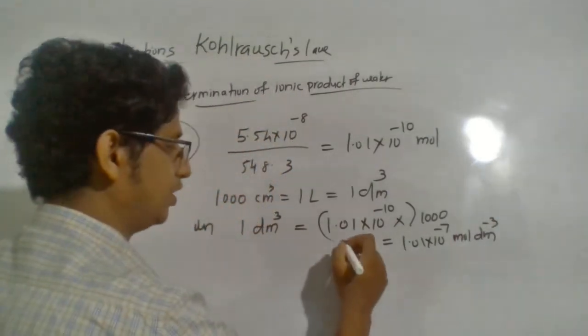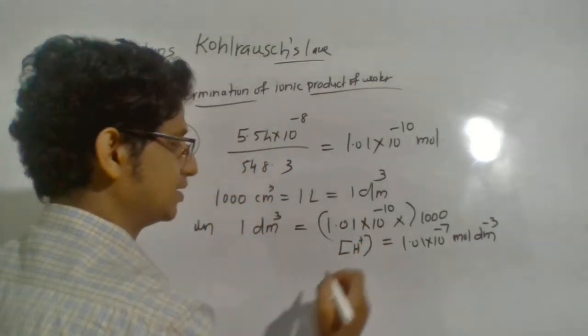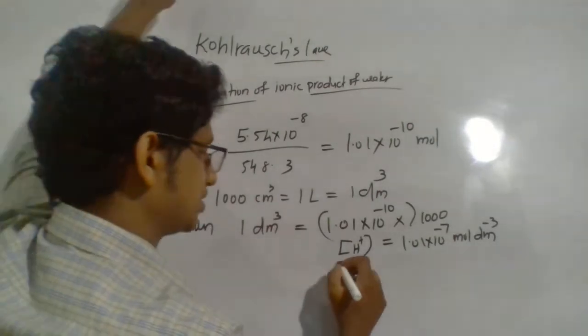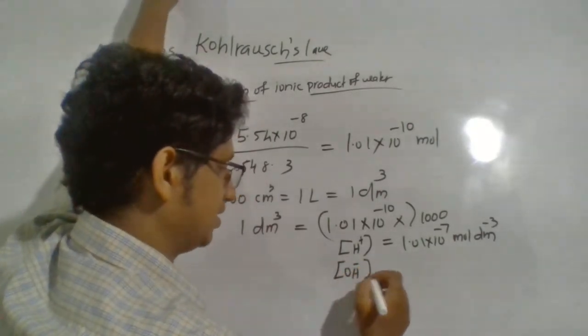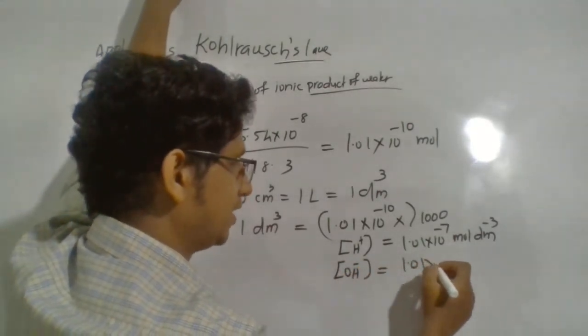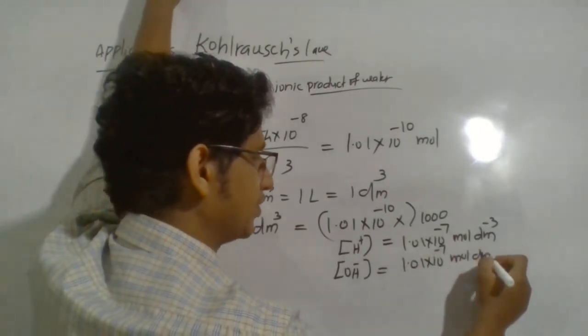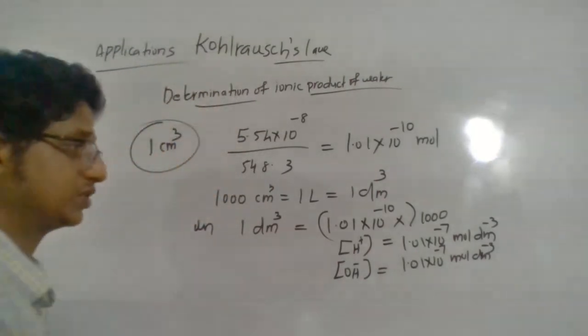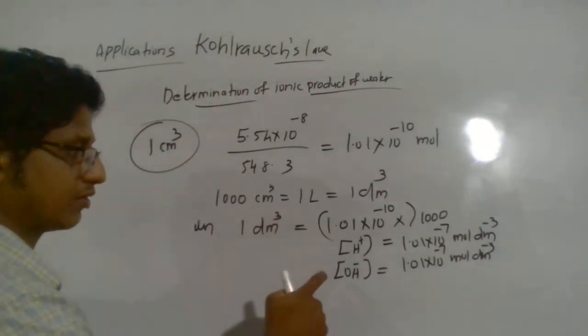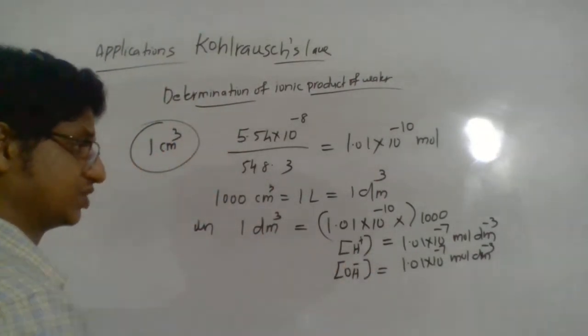This is the value of the concentration of H plus. Similarly, the concentration of OH minus ion is the same value, 1.01 into 10 raised to minus 7 mole per decimeter cube. So these two values we have. Now you have the concentration of H plus and the concentration of OH minus.